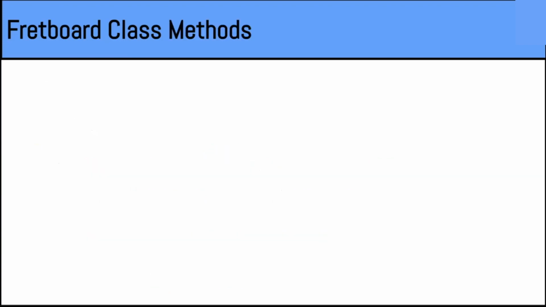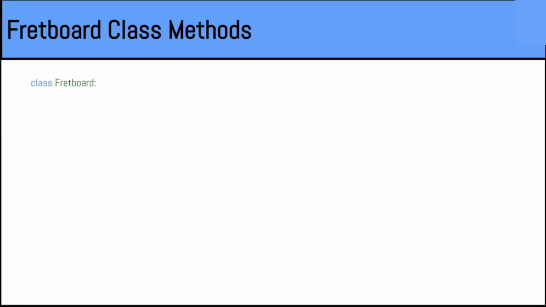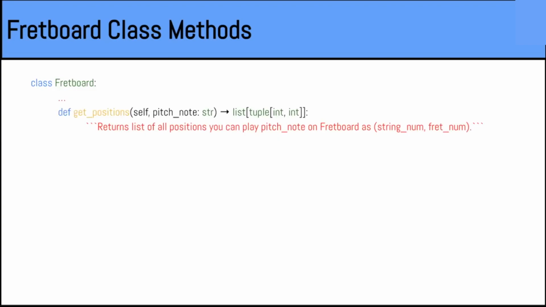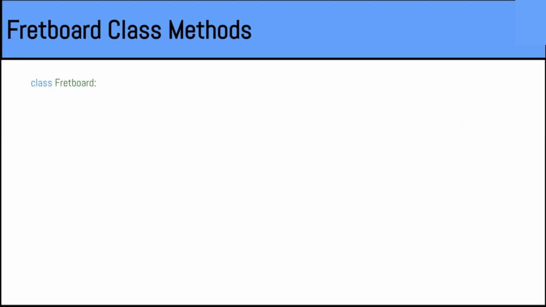Continuing on from the fretboard class, we have its methods. Some important methods we are going to summarize here: we have get fretboard, which, given a fretboard, returns this 2D list. Another method we have is get positions, which, given a pitch note, returns all the positions. So given this fretboard, suppose we are given A3 as a pitch note, which then returns 2, 3, 3, 7, and 4, 12.